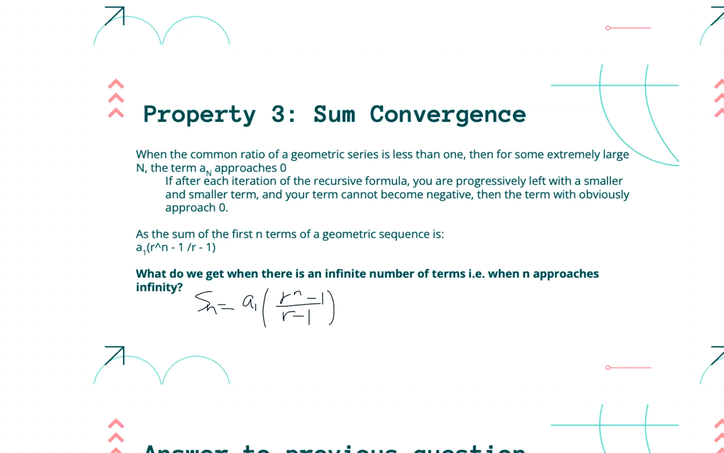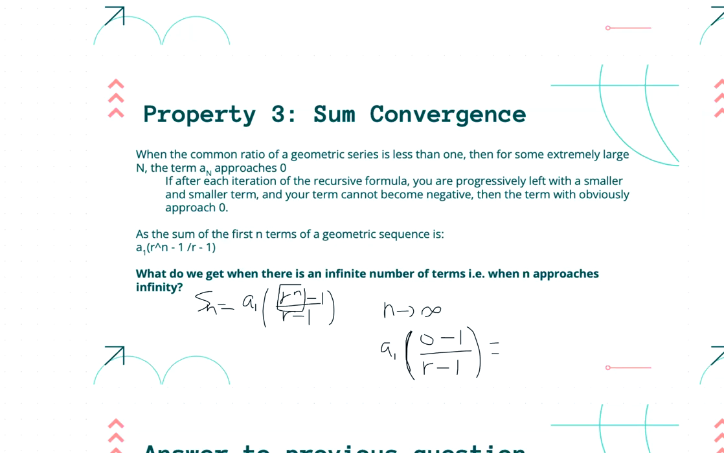So as n goes to infinity, we still have a1, but r to the power of n is going to be going to 0, right? Because it's going to be getting smaller and smaller because you're multiplying it by a number that's less than 1 many, many times. And then here you still have r minus 1 on the bottom. Okay, so does it make sense why r to the power of n goes to 0 as n goes to infinity? Hopefully. Let me know if you have any questions about that.